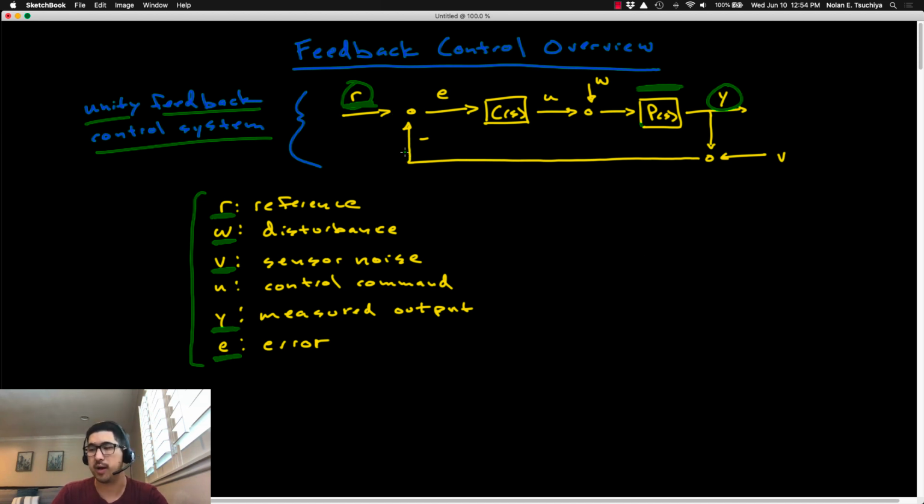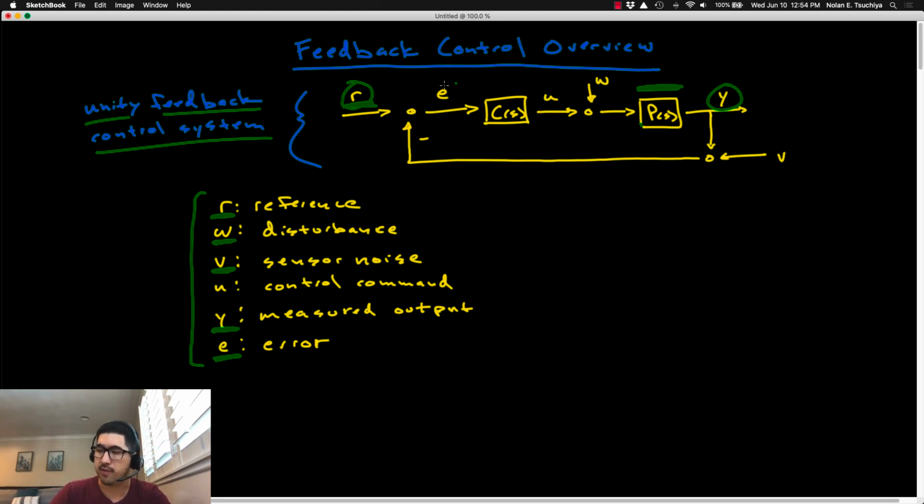And r minus y is literally the difference between what we want, r, and what we have, which is y. Okay, and that's very important information to have for the controller, because now the controller can say, anytime the error is non-zero, that means I should do something to counteract whatever disturbance is causing that non-zero error.